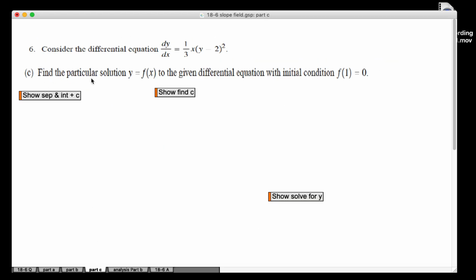The last part says find the particular solution to the given differential equation with initial condition. Remember, if it was the general equation, when I integrate this, I would get a plus c. That's the whole family of curves. I want the particular solution, which means one particular curve, and I'll be able to find c because I know the initial condition here, the point (1, 0). Okay, so here's how we have to do this. The first step is very important.